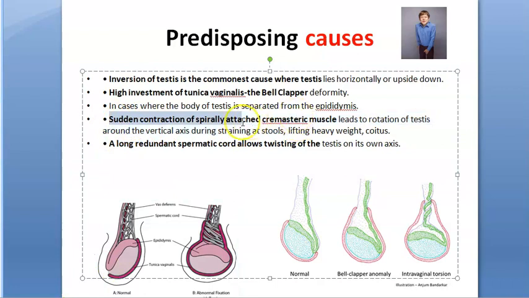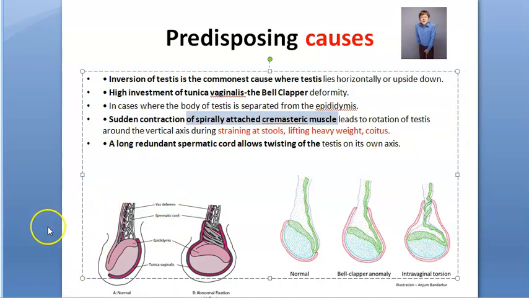Sudden contraction of spirally attached cremasteric muscle. Now where is this cremasteric muscle? It is around the testis here only, right? Inside the scrotum. There's a contraction of spirally attached cremasteric muscle that leads to rotation of testis. The testis gets rotated around its vertical axis when you are passing stools, etc., and lifting heavy weight, coitus, etc. So this is where you can ask the patient history. Did you strain at stools, or did you lift weight, or did you have coitus, etc.? So then you can get one cause.